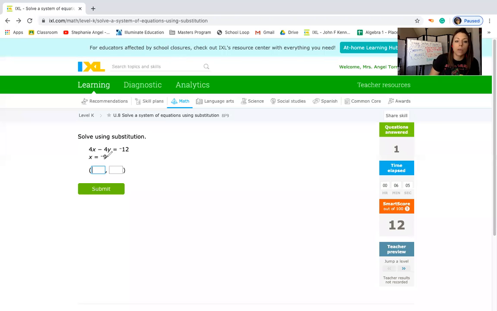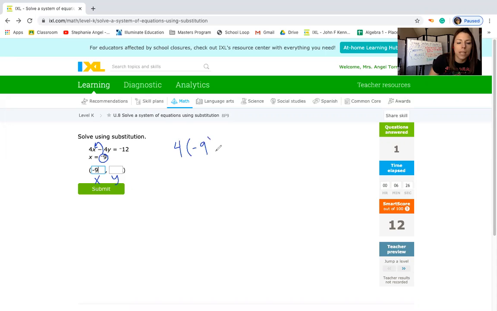Second equation, very similar to our first one. This time we're given what x is. So if I know that x is negative 9, I'm going to go ahead and put that into my solution, negative 9. And why did I put it as the first number this time? Because again, remember, solutions are ordered pairs. The first number is x, the second number is y. So now I know that x is negative 9. I'm going to plug that into the first equation for x.